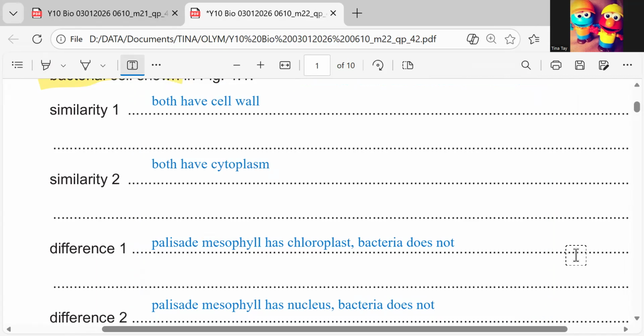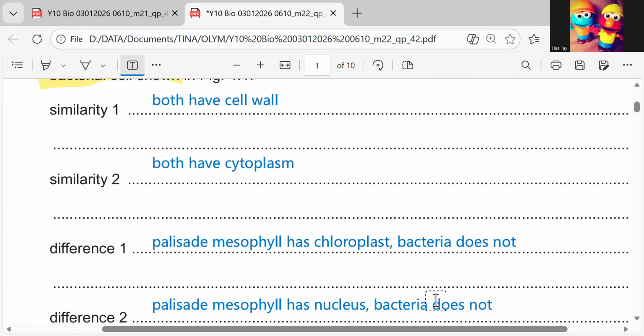Okay, so this is from chapter 1. So you must remember all the characteristics of the organisms.